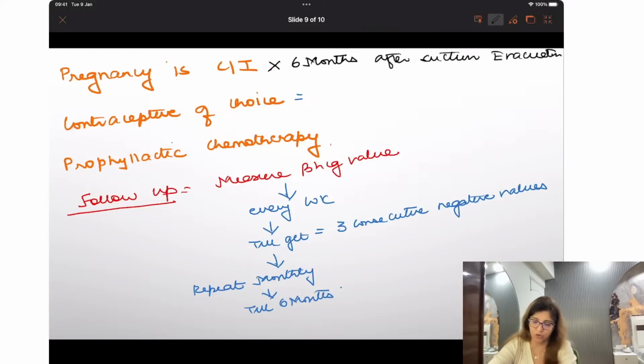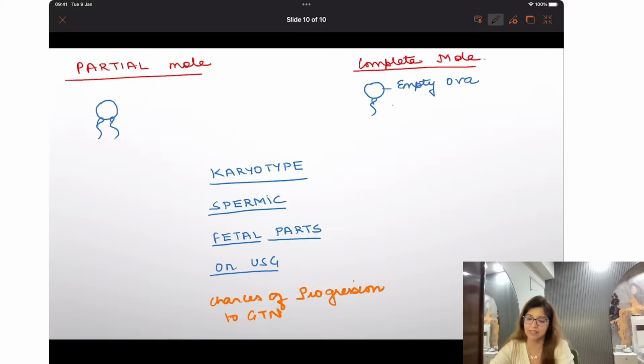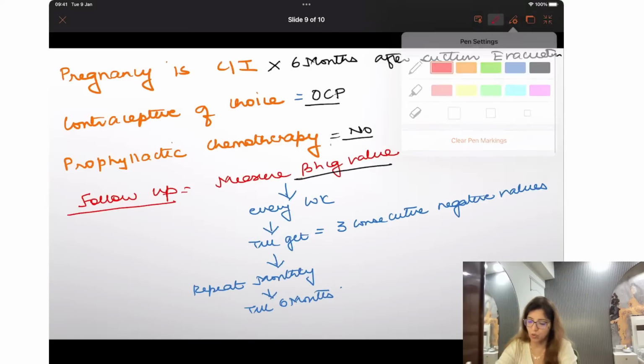What is the contraceptive of choice? What contraceptive should I take? You are going to tell her OCPs. Are you going to give her any prophylactic chemotherapy? No. No prophylactic chemotherapy has to be given. You just have to give her OCPs and follow up with Beta-HCG value. Right? Just one more question over here.